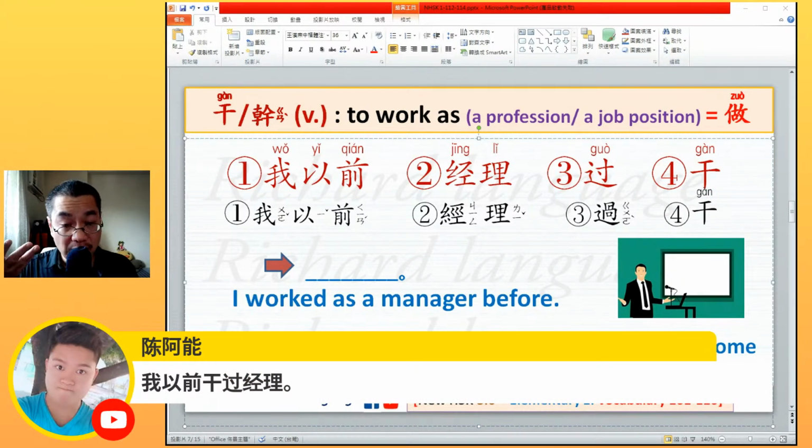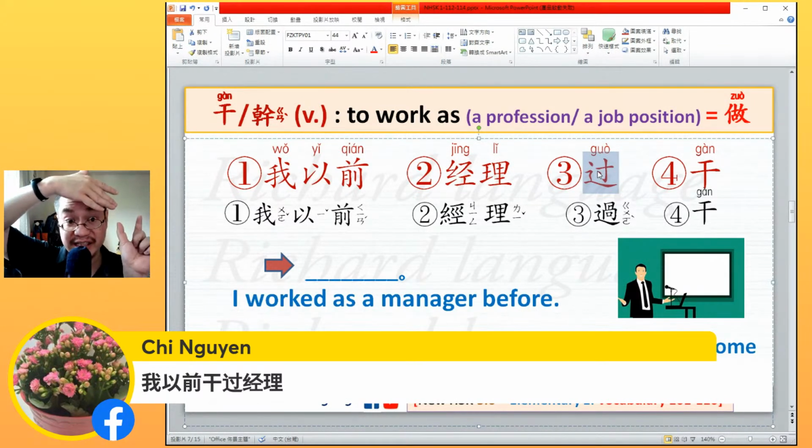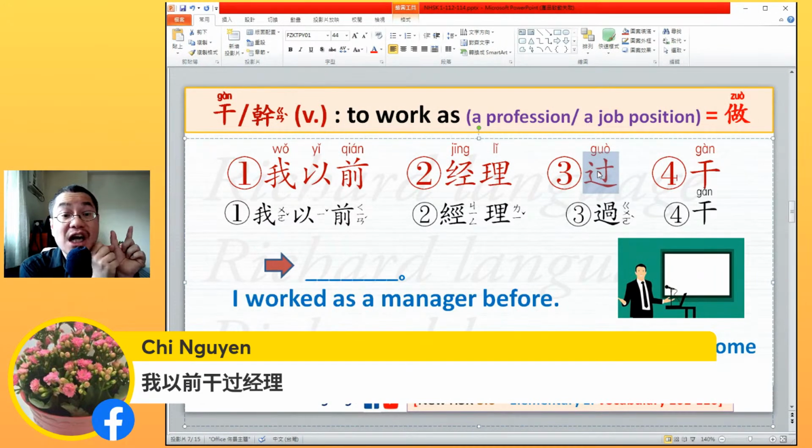Oh, 阿能，我以前干过经理, which means I worked as a manager before. Very good. 我以前干过经理. So pay attention to the function word, to the marker. 过, we use verb plus 过, which means you use the perfect tense or you talk about the previous experience. So remember to put 过 after the verb. So we say 干过. Very good.